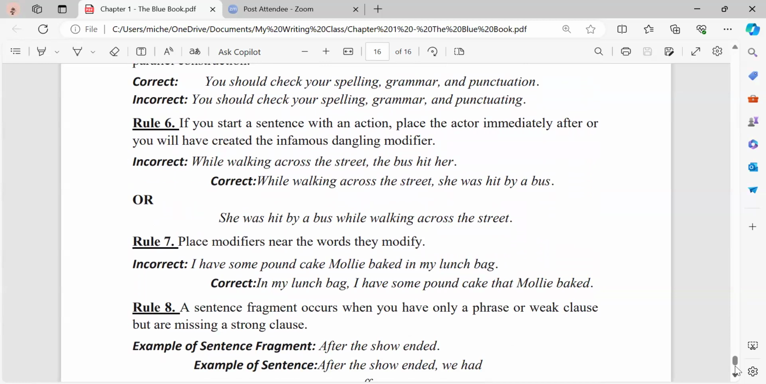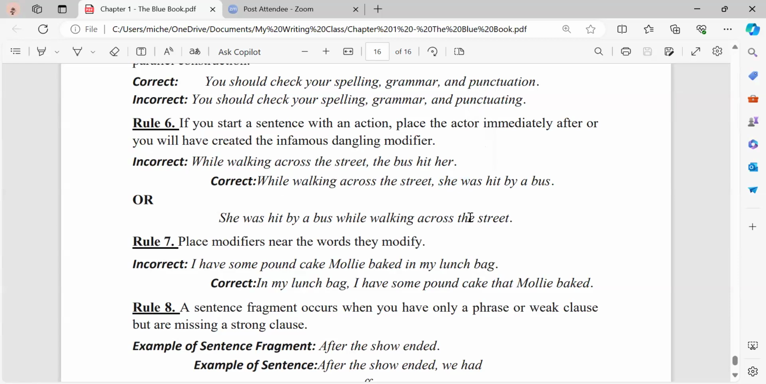So why do we say, if you start a sentence with an action, place the actor immediately after? We should not make the listener or our readers confused by having this hanging kind of sentence using a dangling modifier. So while walking across the street, she was hit by the bus. So we need to know what was hit. So she was hit by a bus. So the bus hit her.